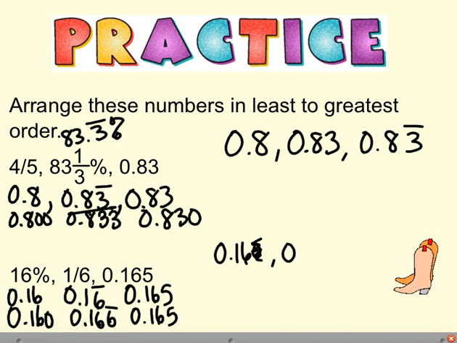We have 165 thousandths. And we have 166 thousandths. Okay.